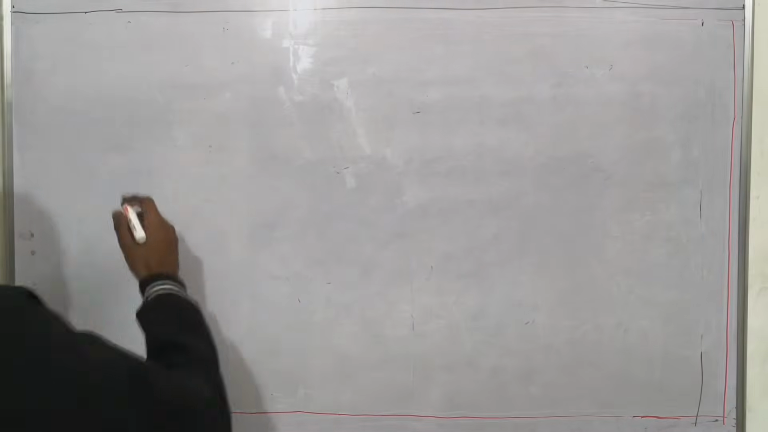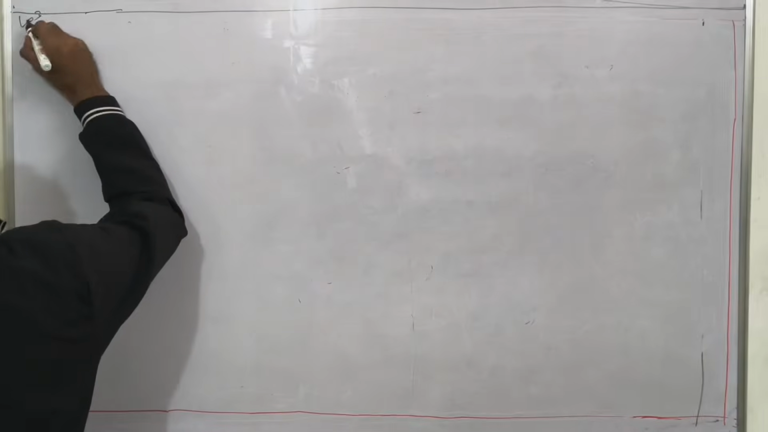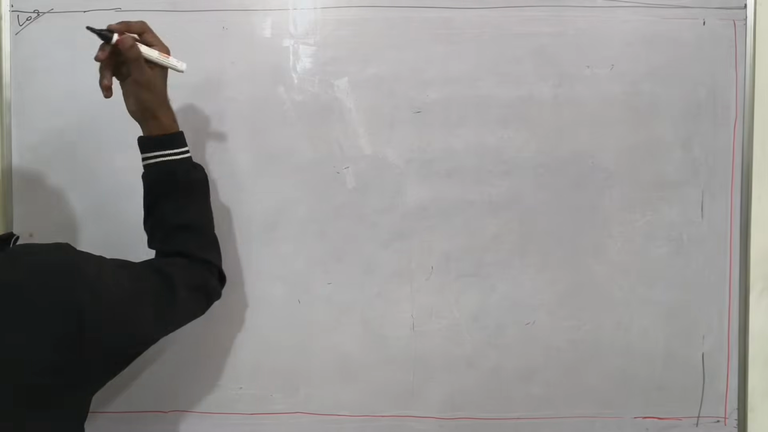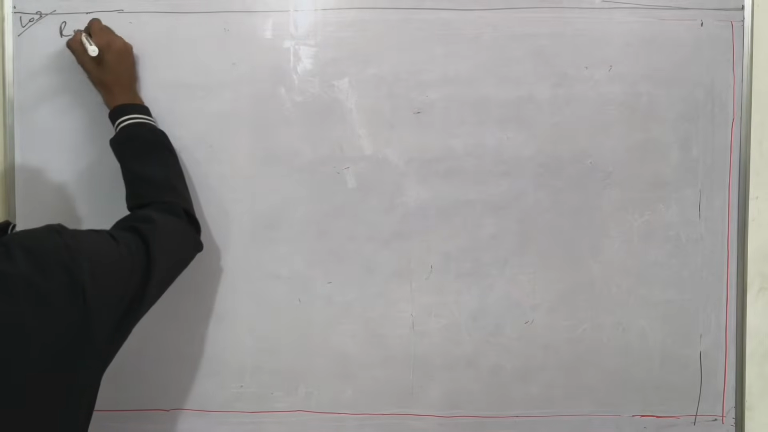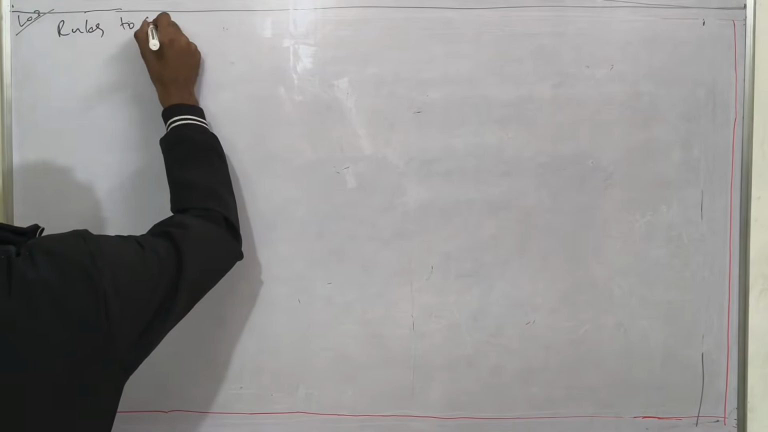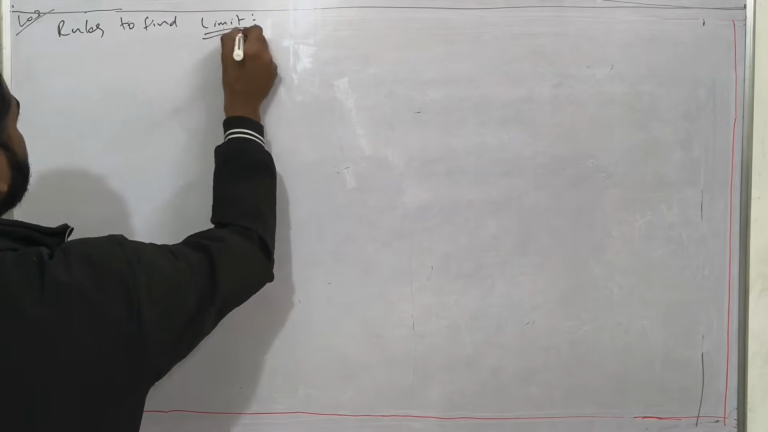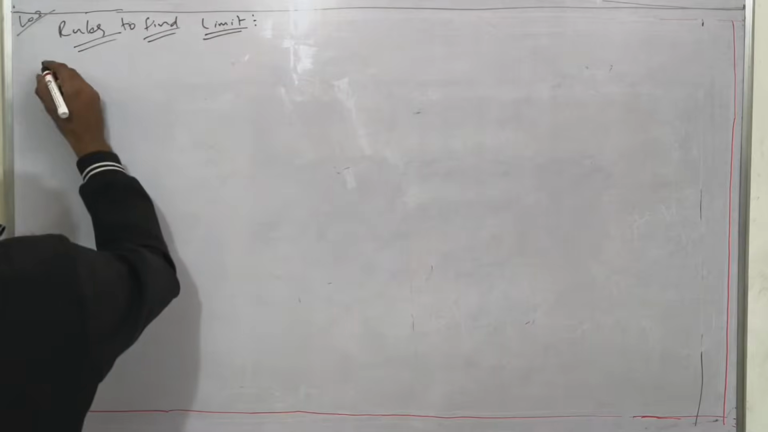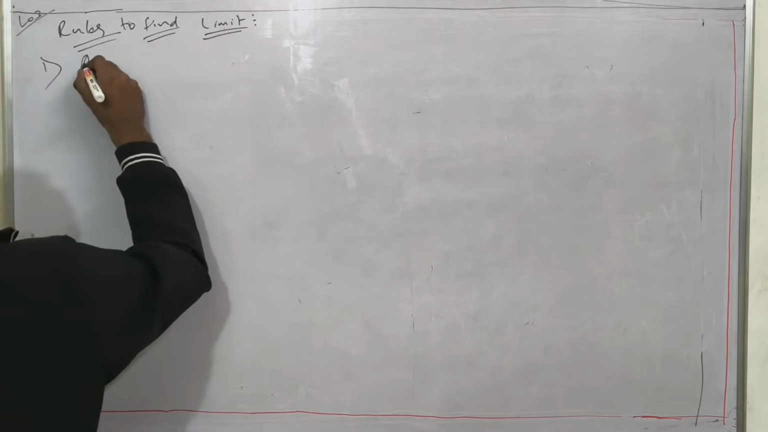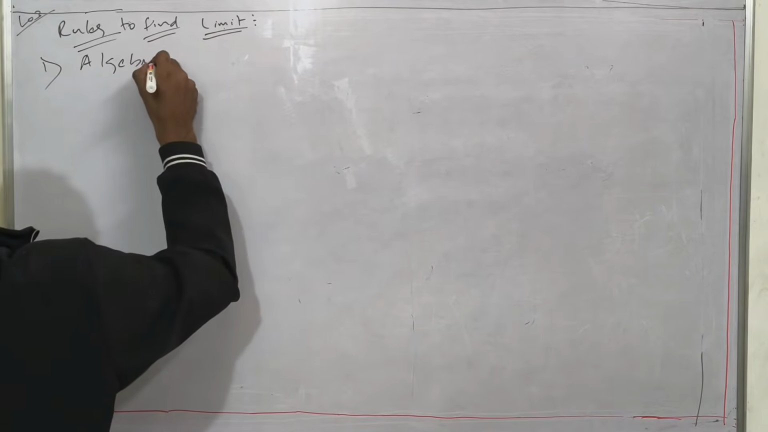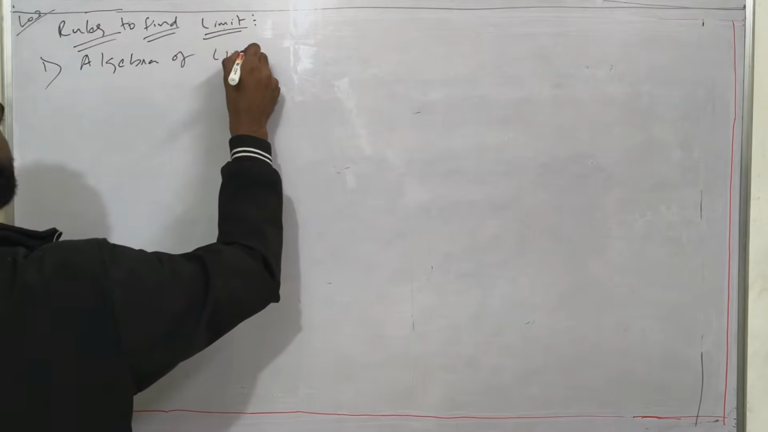This is our lecture number 3. First one, rules to find limit. In this, we will discuss algebra of limits.